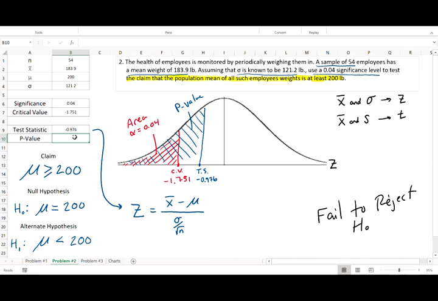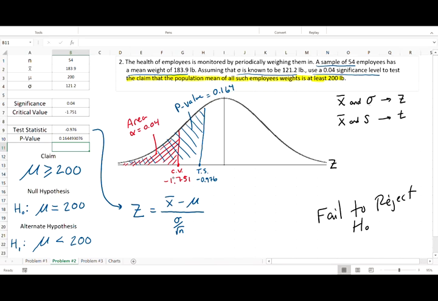The area to the left of the test statistic. So equal norm.s.dist, normal distribution. The z-score is the test statistic. And for cumulative, we always use 1. Okay, so in this case, our p-value is 0.164. So our p-value is larger than alpha, so we do not reject the null hypothesis.